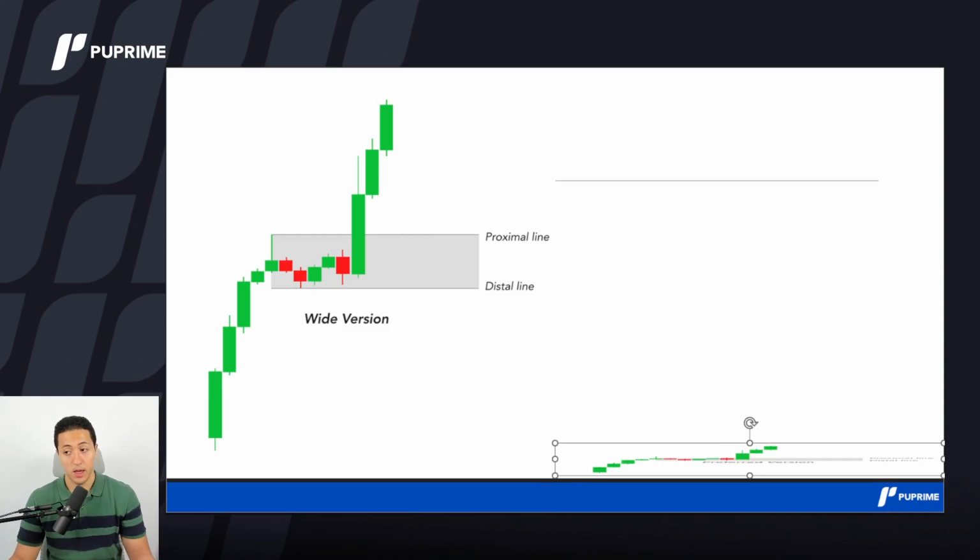In order for you to know where's the wide version and how to draw it, where's the leg out? That's an explosive candle. Another one, that's the explosive. What's this candle? It's indecisive, okay? 1, 2, 3, 4, 5, 6. Maybe this one also. Starting from here to here, this is my base. Prices are just moving sideways. It's a balance. Call it a balance, call it a base, call it an equilibrium.